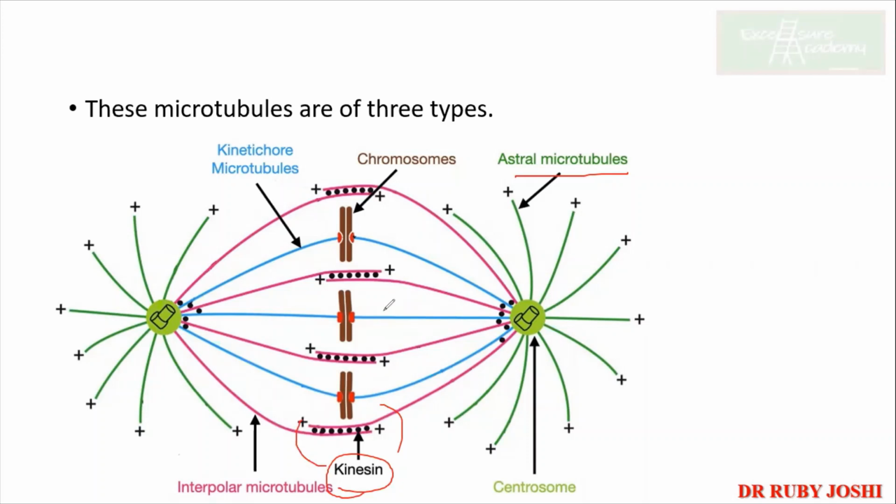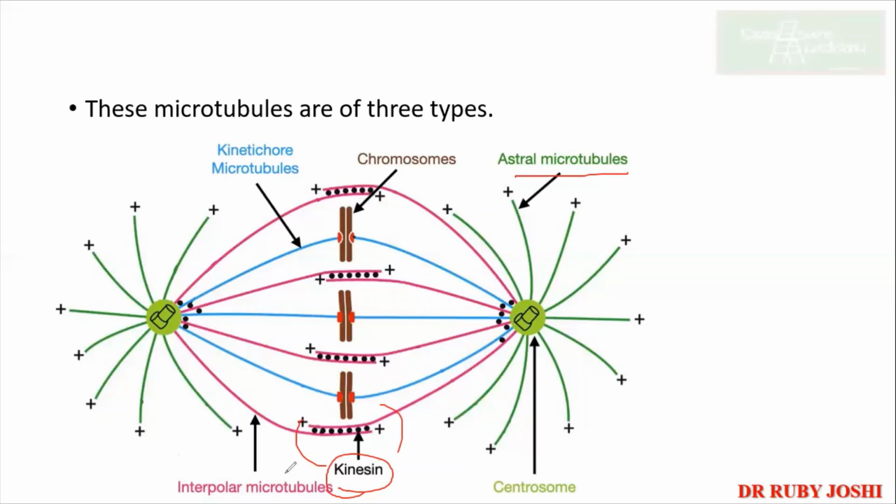Anyone who has an idea why the kinesin motor proteins are present here? What will be the function of the interpolar microtubules? Any guesses? Tanvi, would you like to make a guess? Krishita? Sliding through each other so that they can come closer and accordingly move.